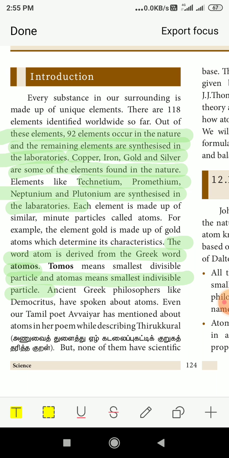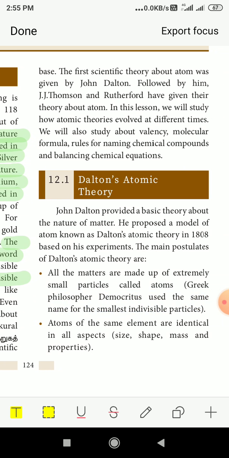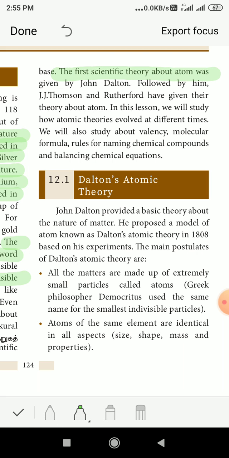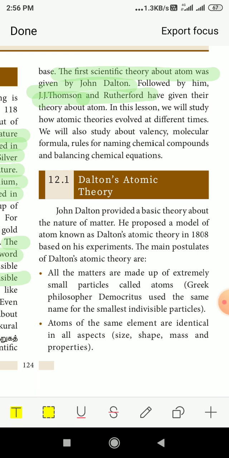In this lesson we are going to learn how each scientist or scientific theory found out how the atoms are organized or arranged inside each element. The first atomic theory was given by John Dalton, then he was followed by J. J. Thomson, then Rutherford. These scientists learned about the atomic structure of each element. First we will study Dalton's atomic theory.